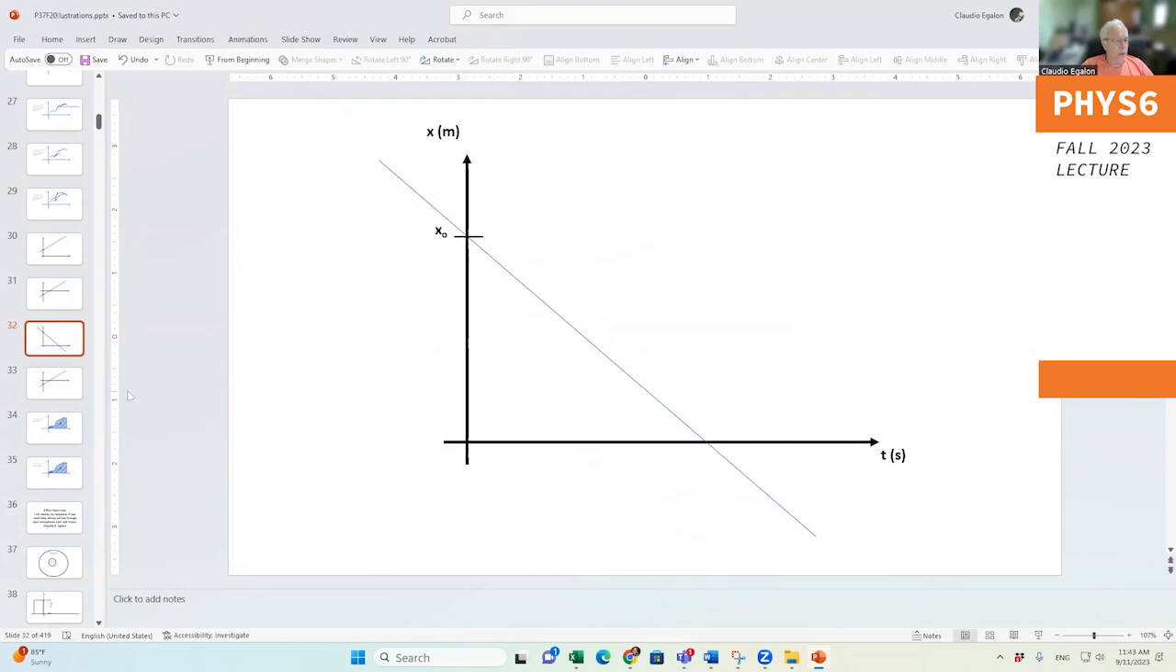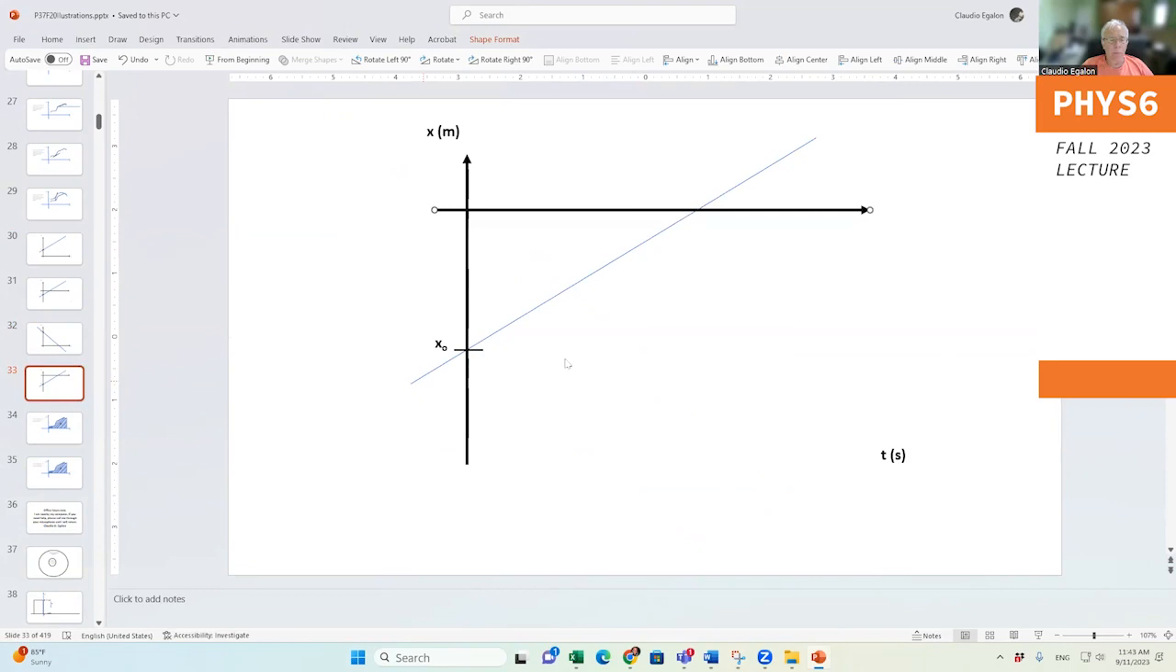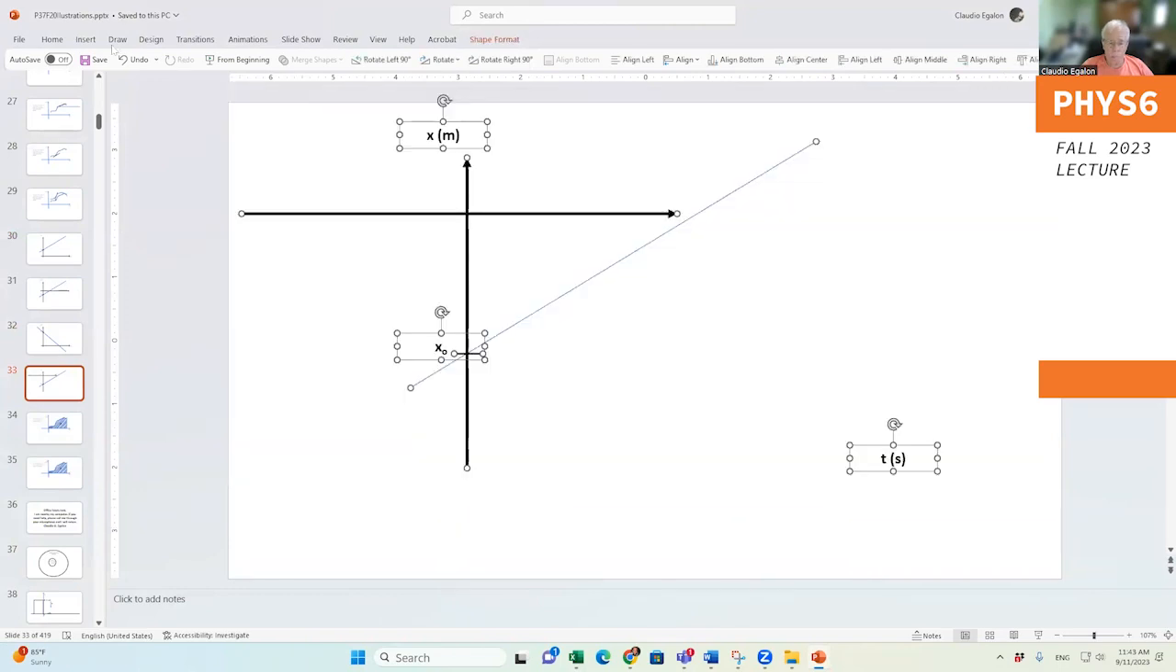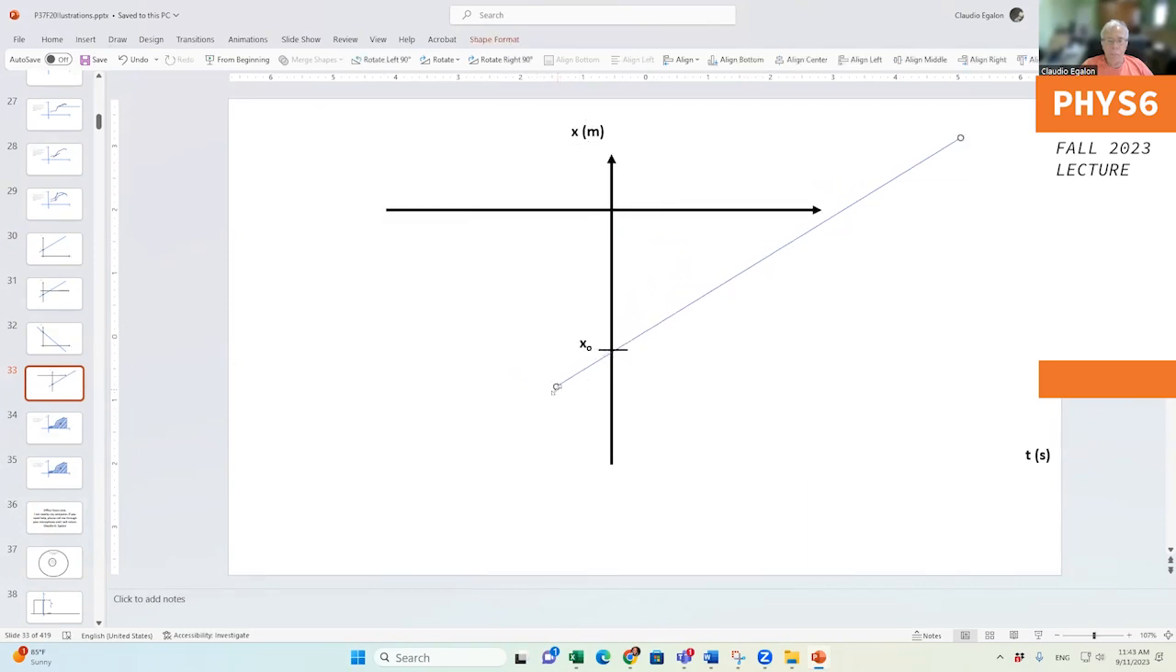And the other one that you'll be able to see is going to be like that. Okay. Let's take a look at the four possible ways that you can have.